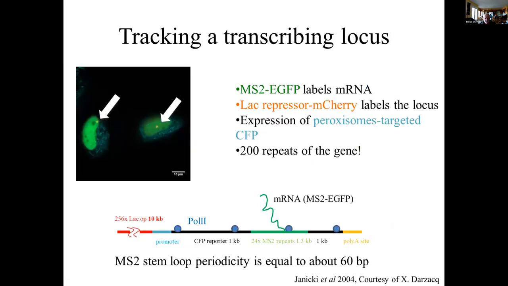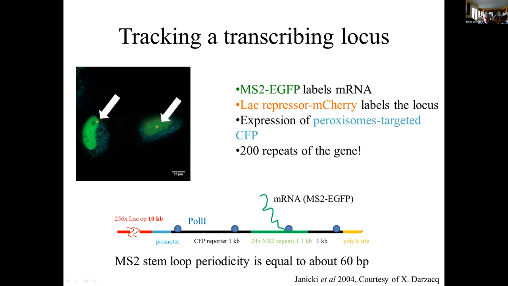So let us start the final part of the talk, which is the tracking of a transcribing locus. What we have here is a structure in which we have the Pol II, which is in blue, and then we have a promoter, and then when a certain part of the RNA is produced, we have an MS2 protein, labeled with GFP, that will bind to that RNA.